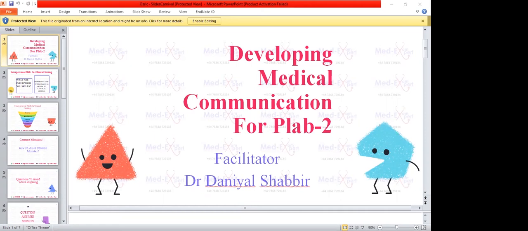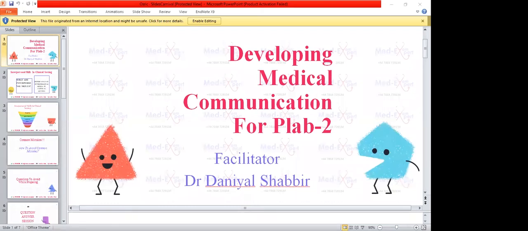Let's move on. I hope this scenario is clear. I honestly, to God, hope this scenario is clear and this approach is clear, because this is a very important part of PLAB-2. And this will help you in each and every single station.